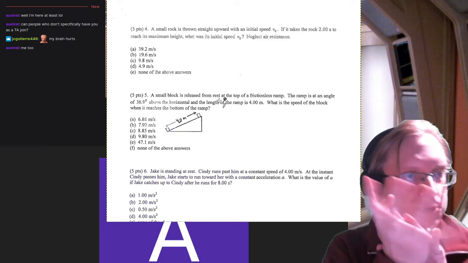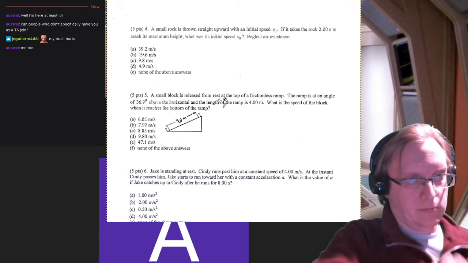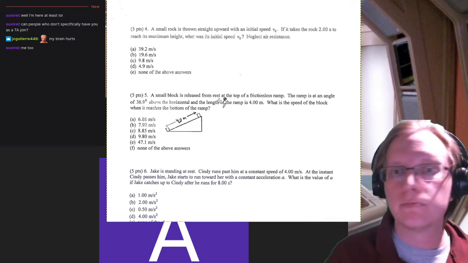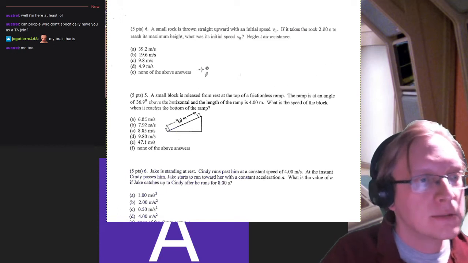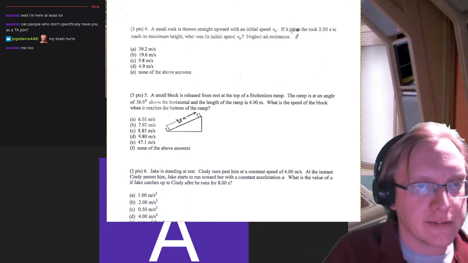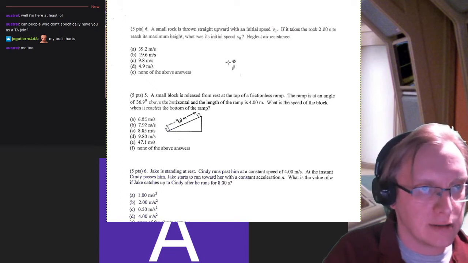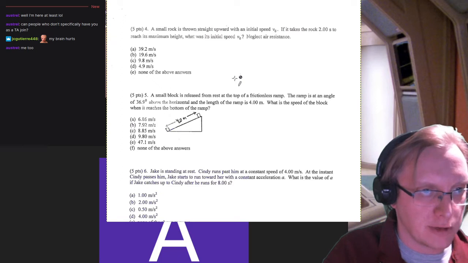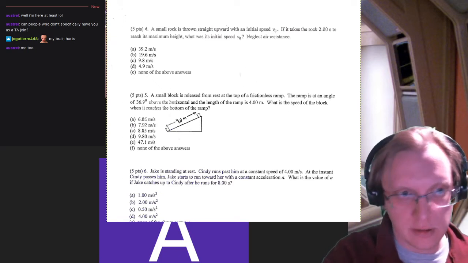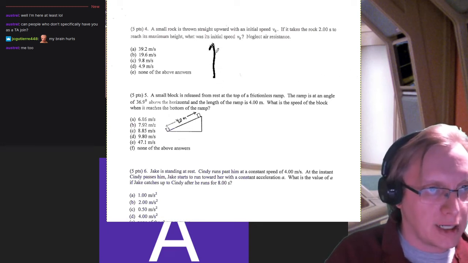A small rock is thrown straight upwards. All right. So this is a kinematic question. We always do kinematics. A small rock is thrown straight upward at an initial velocity v0. If it takes the rock 2 seconds to reach its maximum height, what is the initial speed v0? Neglect air resistance. So we throw this rock straight up.